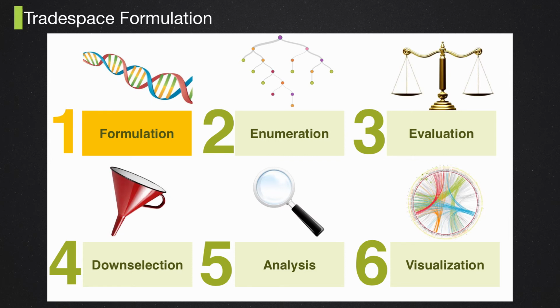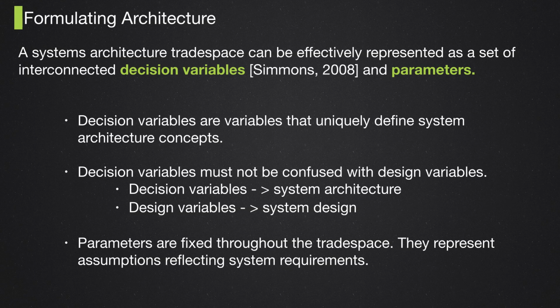So let's now talk about formulation. How do you go about formulating an architecture? A trade space can be defined as a set of interconnected decision variables. This was the subject of Bill Simmons' thesis at MIT a few years ago, in which he said that you can represent an architecture as a set of decisions and parameters. Those decision variables are variables that uniquely define system architecture concepts. They must not be confused with design variables, because decision variables are those that are related to architecture, and design variables are those related to system design.